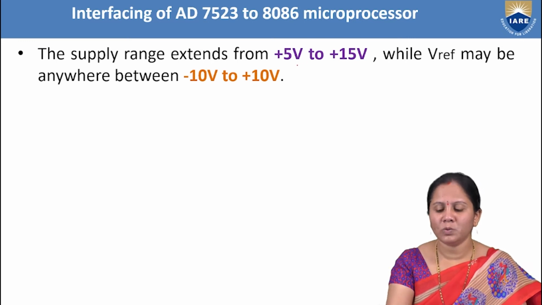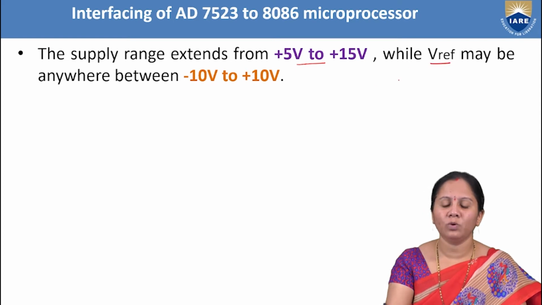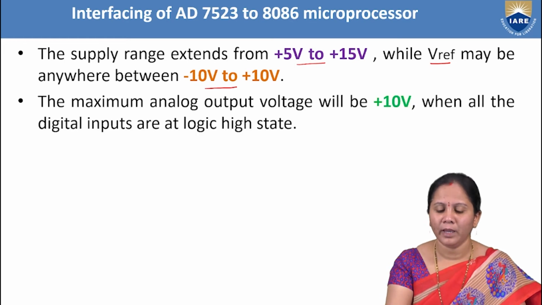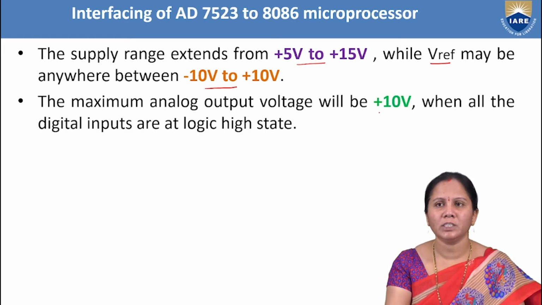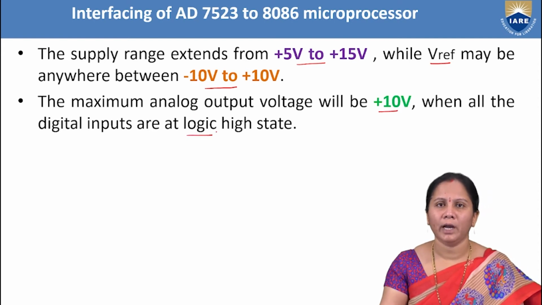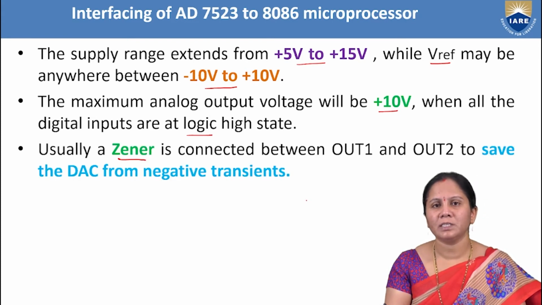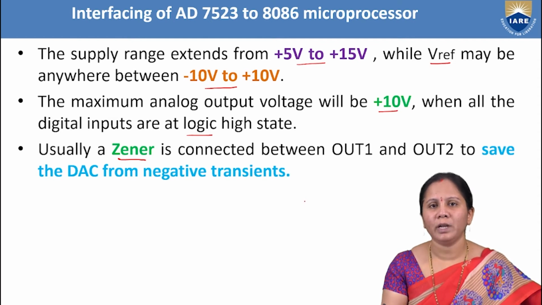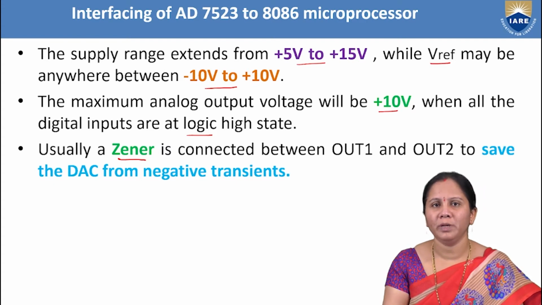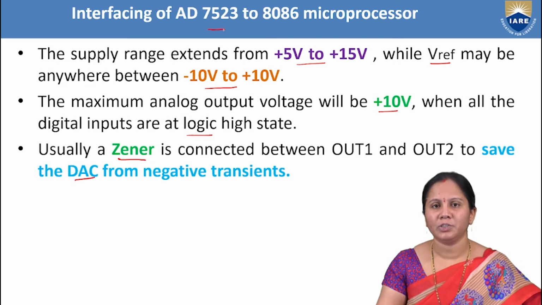The supply voltage extends from plus 5 volts to plus 15 volts, whereas the reference voltage will be in the range minus 10 volts to plus 10 volts. The maximum analog output voltage will be plus 10 volts when all the digital inputs are at logic high state. In the circuit, there is a zener diode connected between the out 1 and out 2 pins. What is the purpose of connecting that zener diode? It is to save this DAC from negative transients.